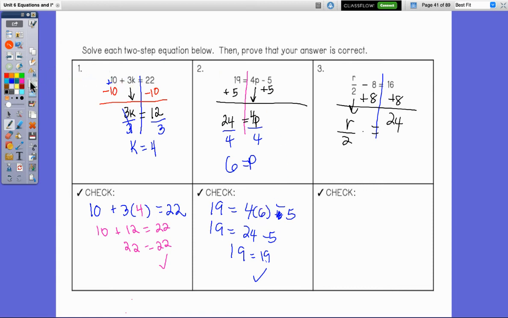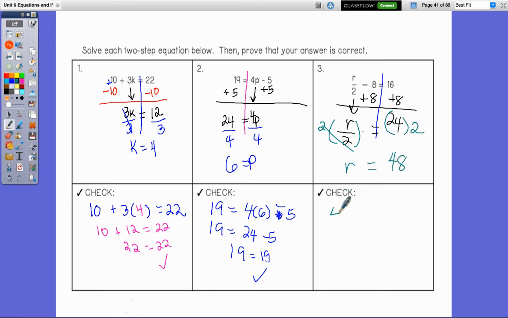What is the opposite of division? Multiplication. So I'm going to multiply this side by 2. 2 divided by 2 is 1r. And then 24 times 2 is 48.